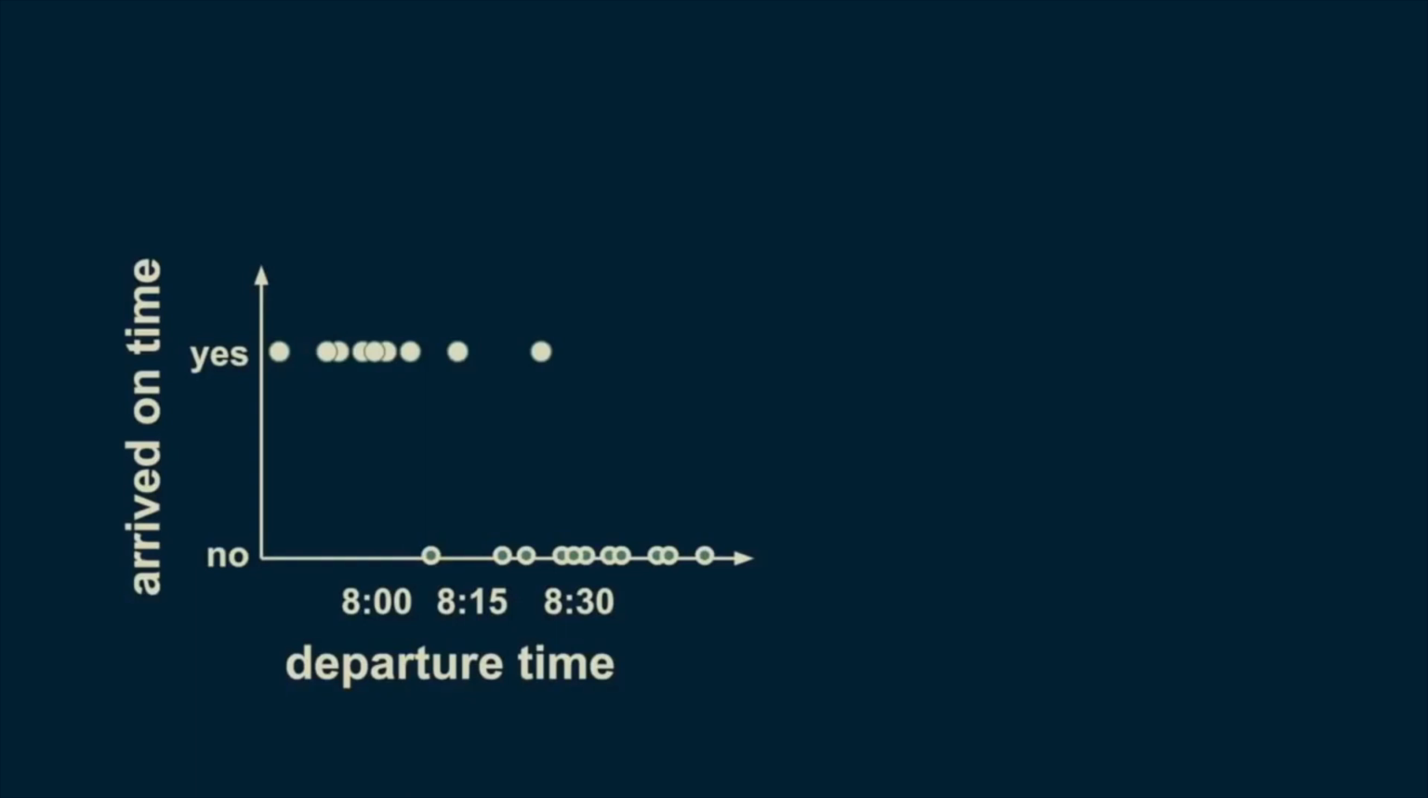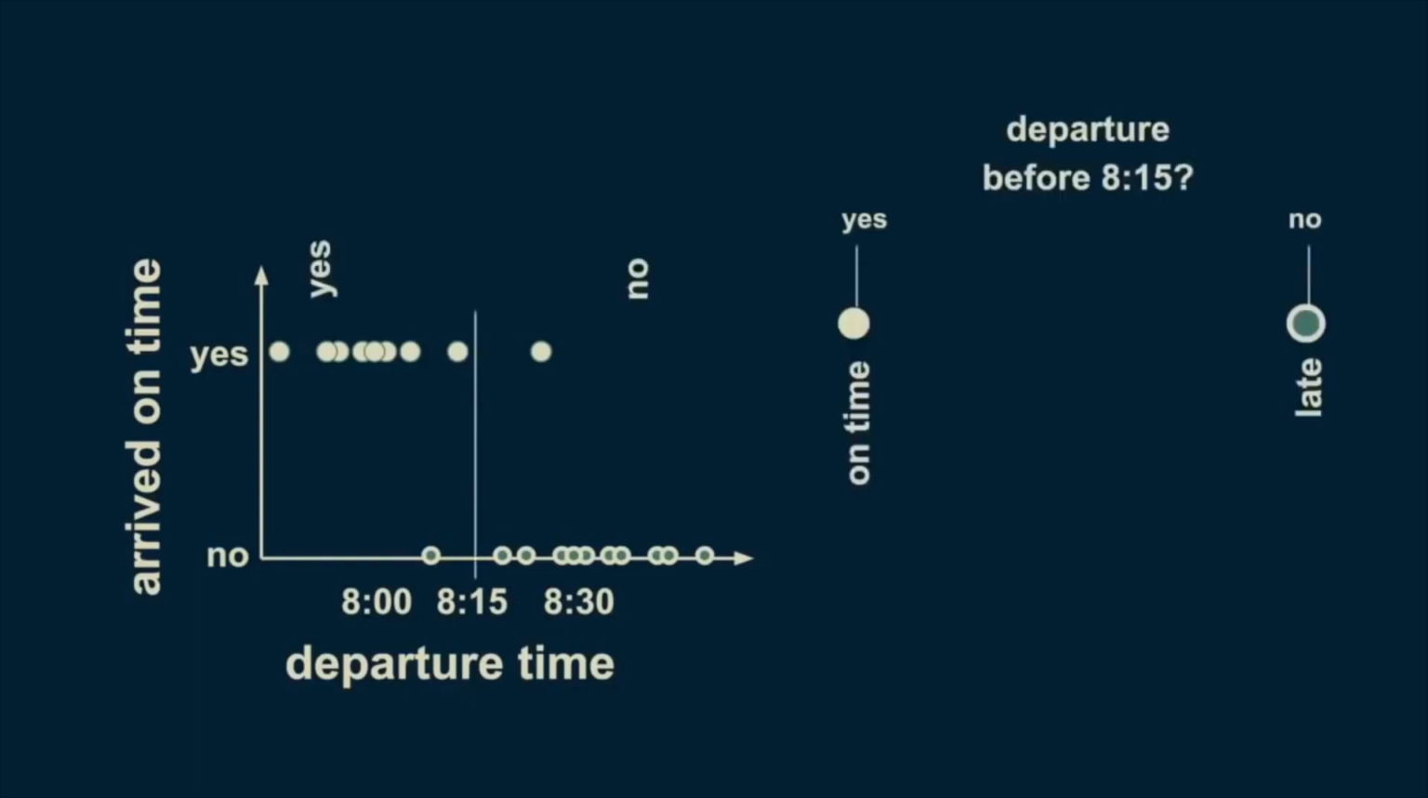You can summarize this pattern in a decision tree. The very first branching point is the question, did departure occur before 8:15? There are two branches, a yes and a no. For consistency, we'll keep all of our yeses on the left.